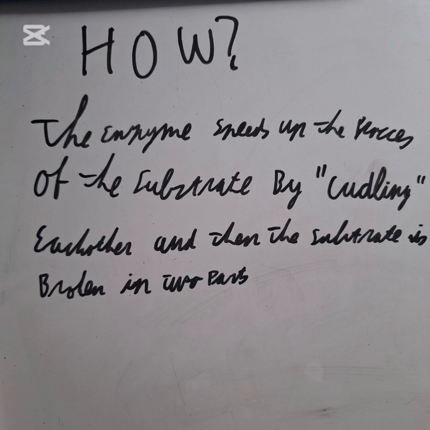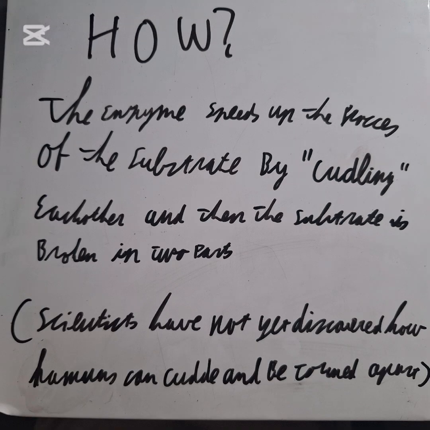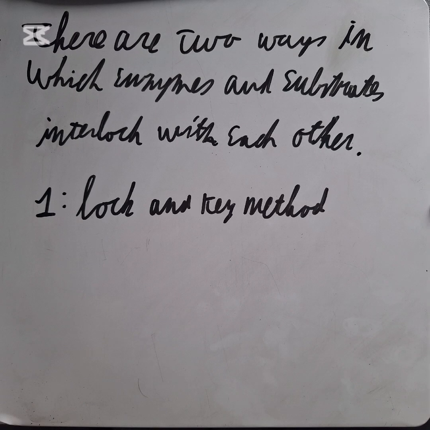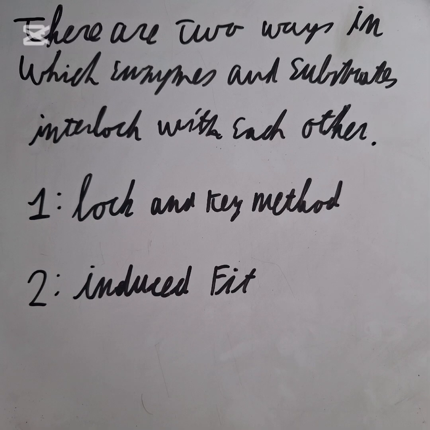How? The enzyme speeds up the process of the substrate by cuddling each other, and then the substrate is broken down into two parts. And now it is in two parts, it is easier for the substrate to do its chemical reaction. There are two ways in which enzymes and substrate interlock with each other. The first one is the lock and key method, and the second one is induced fit.